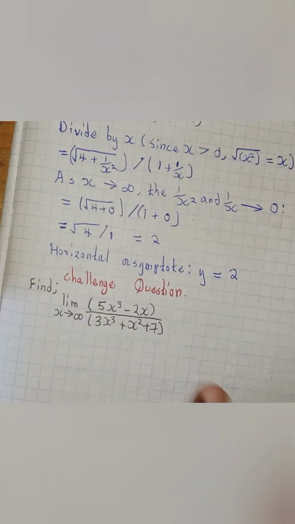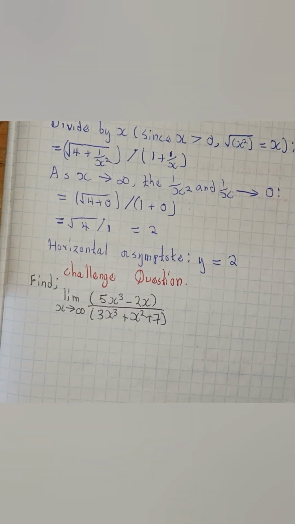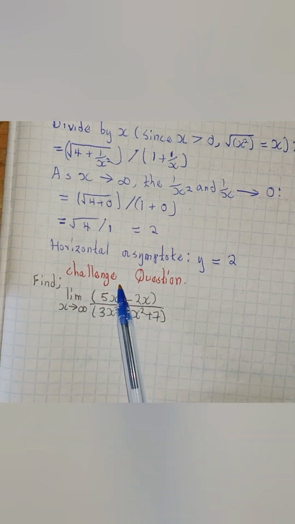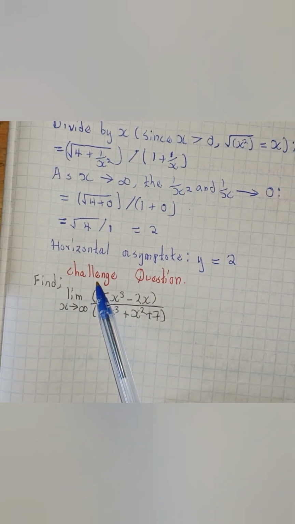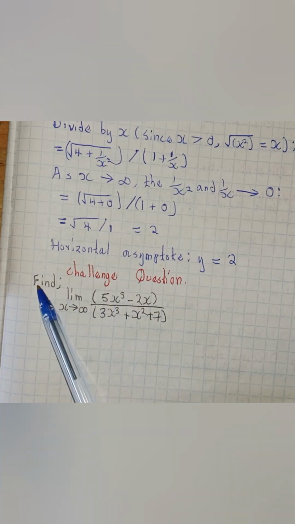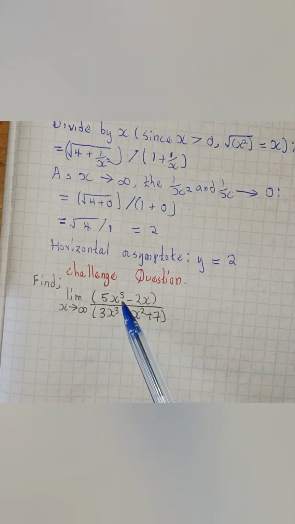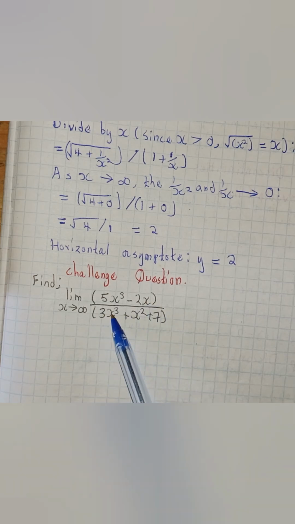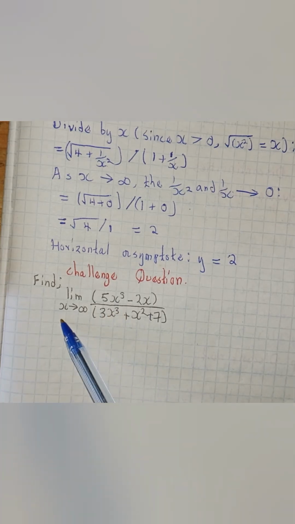In your own time, try to find a solution to this question, whereby we find the limit of the function 5x cubed minus 2x all over 3x cubed plus x squared plus 4 as x approaches infinity.